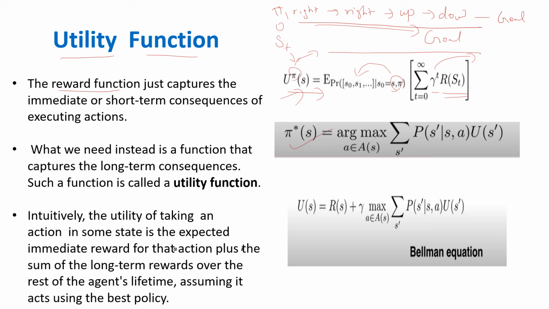That is the pi of s. So the pi of s, I'm sorry, that was the utility function u of s, and the pi of s is nothing but the policy. The policy we are interested in. So that is the maximum.